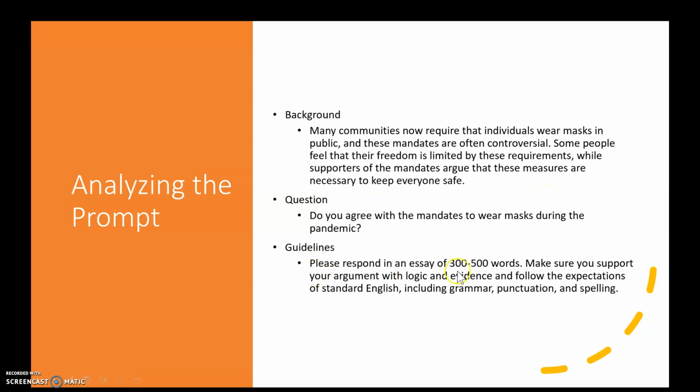Do you agree with the mandates to wear masks during the pandemic? And then the guidelines are this last part, which gives the specific things that you need to do for this. Please respond in an essay of 300 to 500 words. Make sure you support your argument with logic and evidence and things like that. These are basically the bullet points in my assignments. Instead of doing it as one giant paragraph, I break it into pieces for you.